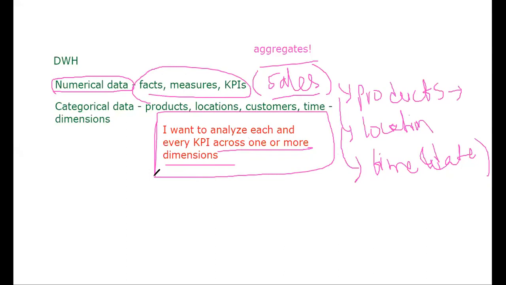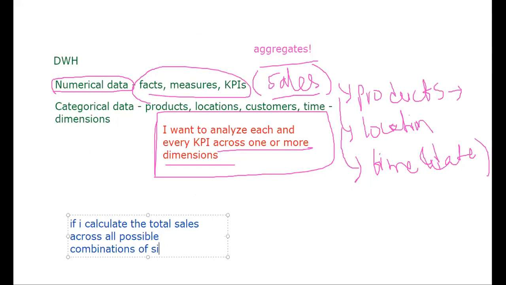Now comes the problem. I told you in the last slide that there were problems. What was the problem? The problem was that if I calculate the total sales, I'll write that down. So now pay attention to what I'm writing. If I calculate the total sales across all possible combinations of dimensions, this will generate too much information.